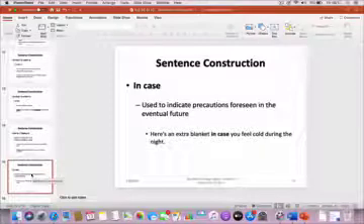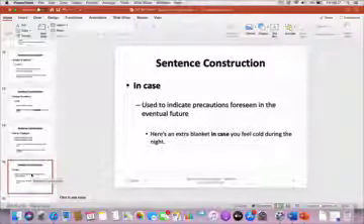In case. In case we use to indicate precautions, something you are predicting in the future in some way. In this case, here's an extra blanket in case you feel cold during the night. I don't know, but I'm predicting that maybe during the night you will feel cold. Therefore, I suggest you take an extra blanket. So I use in case. I'm foreseeing a possible situation in the future. So here's an extra blanket in case you feel cold during the night.